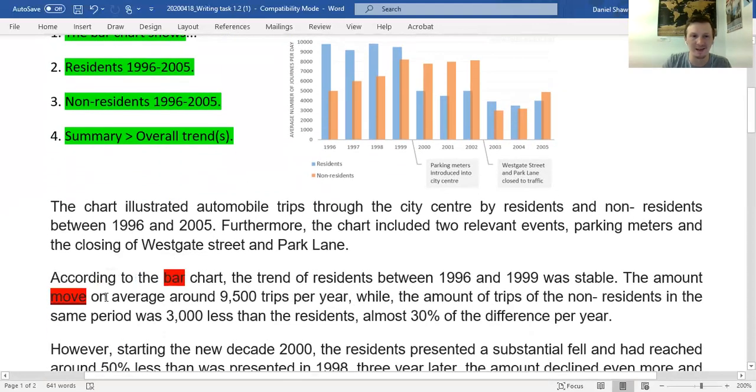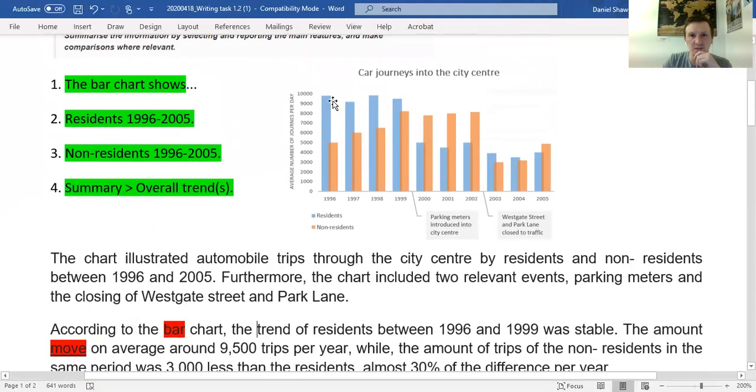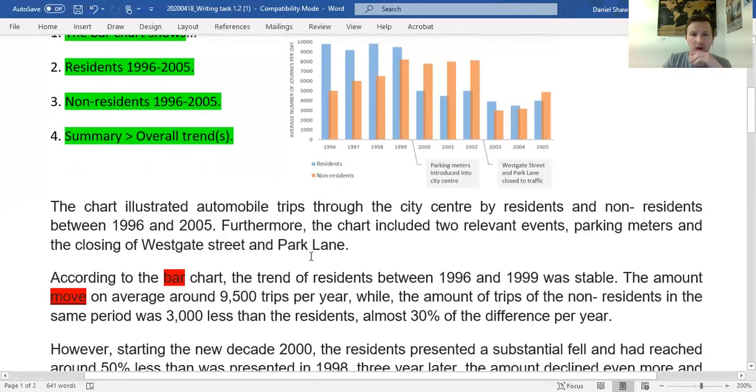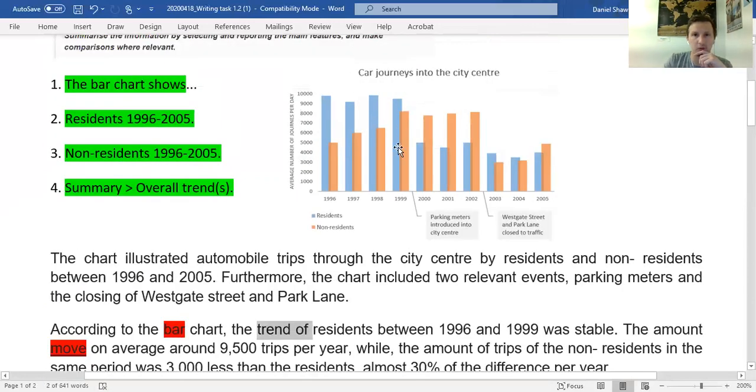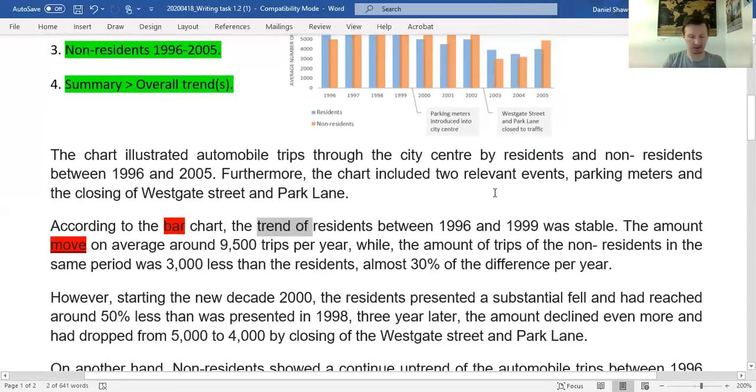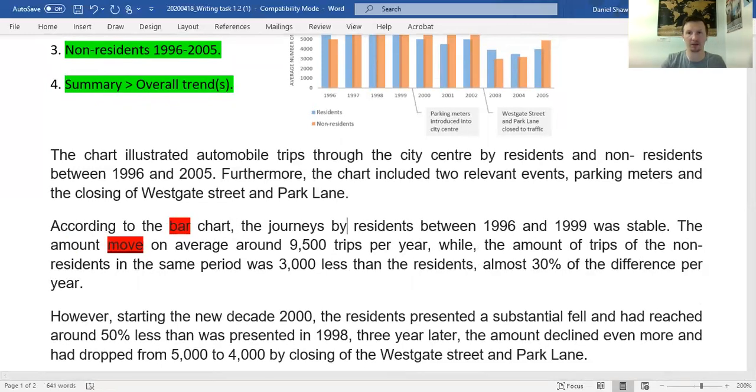So again, this isn't really that important to note. We've already talked about the trend. Now it's an upward trend because it's increasing among non-residents, but for residents, it is kind of going up and down. So it's not really a trend because it's not really a clear pattern. So we can just say, according to the bar charts, the trend. So we can say the amount or the journeys by residents. So the journeys by residents. So we can just put that in there.